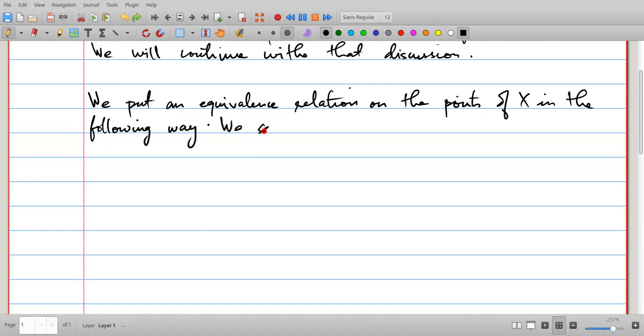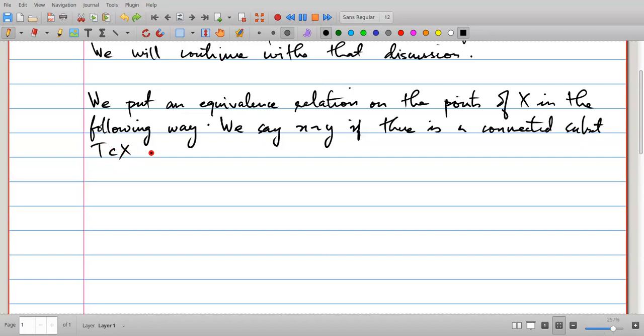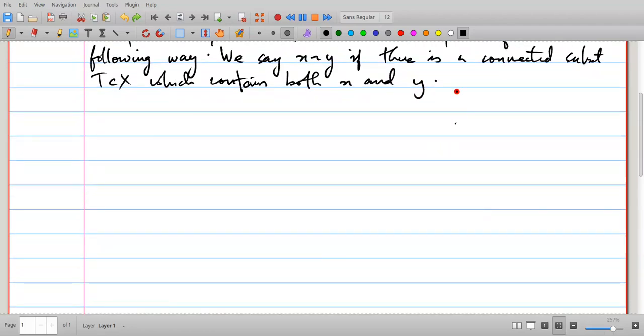So we say x is equivalent to y if there is a connected subset T of X which contains both x and y. So let us check this is an equivalence relation.